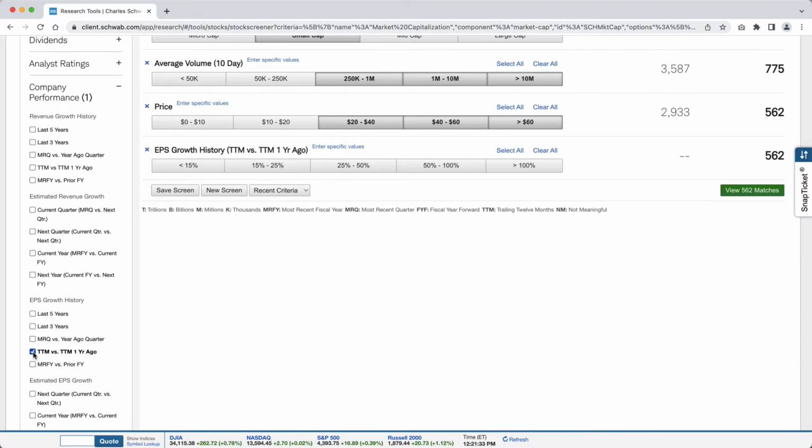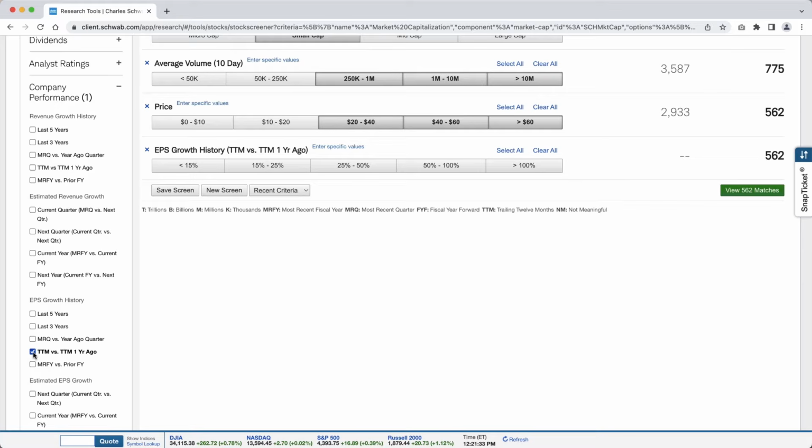Basically, this is measuring EPS over the past 12 months, and then it's comparing that to the 12 months preceding that. So if you're looking at this on July 1st of 2023, the TTM would take EPS from July 1st of 2023 back to July 1st of 2022, and then compare it to EPS from July 1st of 2022 back to July 1st of 2021.